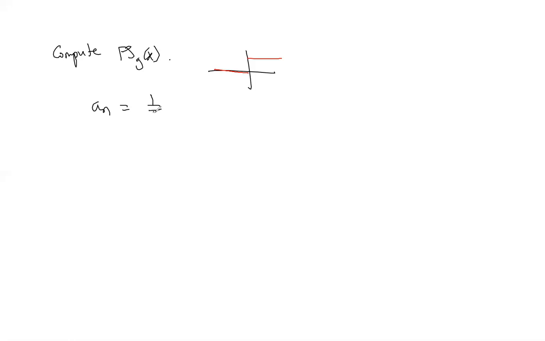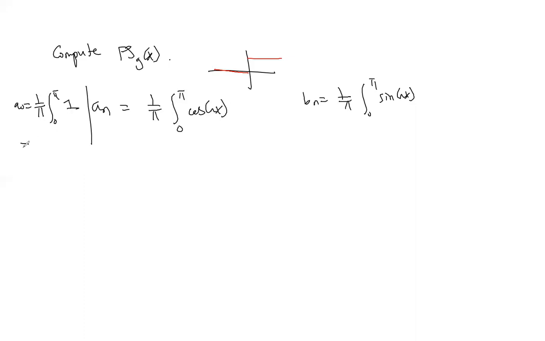An is 1 over pi, integral from negative pi to pi. So these are all, again, from 0 to pi now, because this is 0, of cosine nx. And Bn is 1 over pi, integral from 0 to pi, sine nx. And then you should do a0 separately, 1 over pi, 0 to pi of 1, which is 1 over pi x from 0 to pi, which is 1.